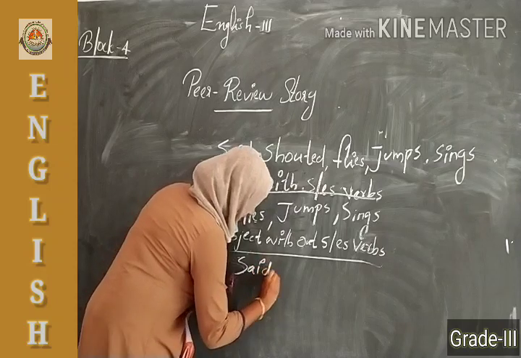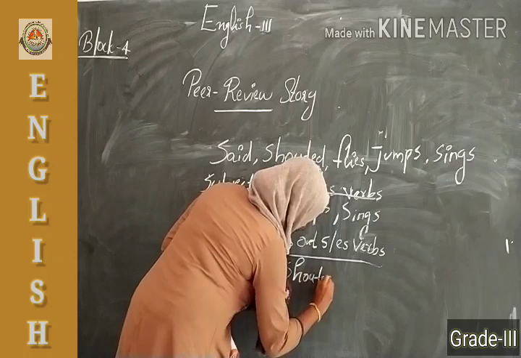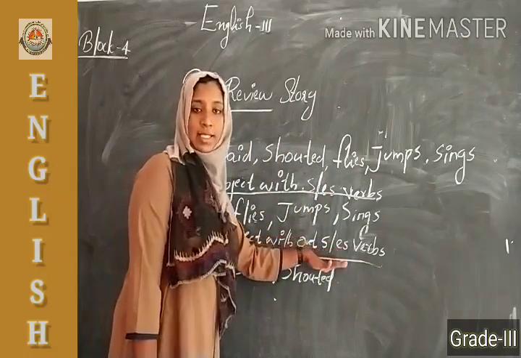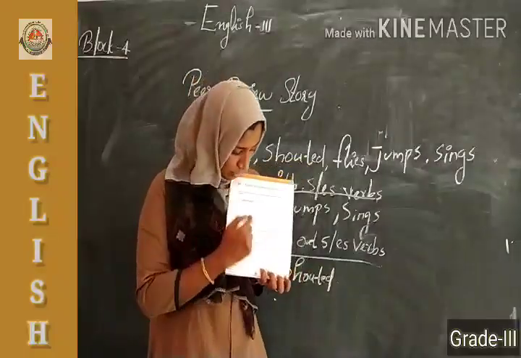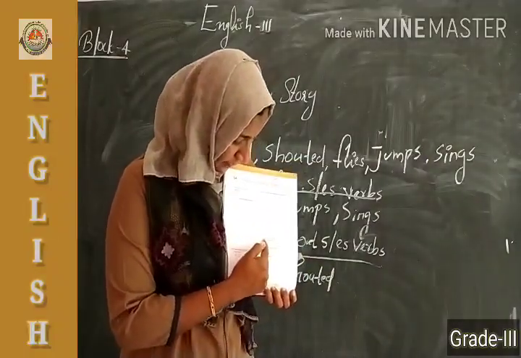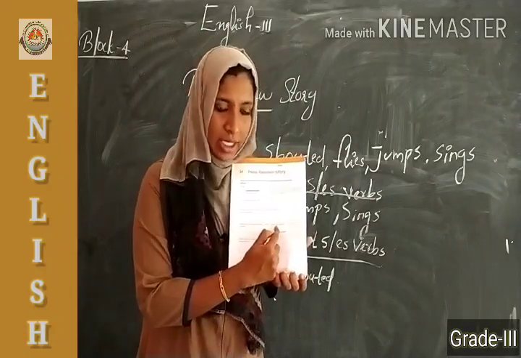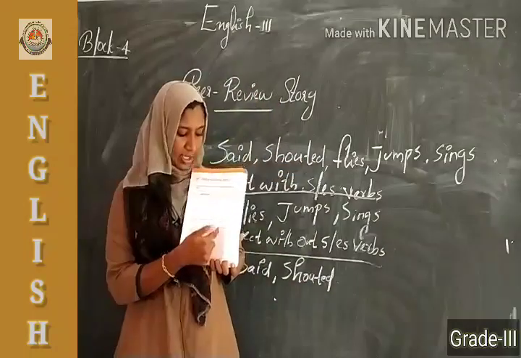Said and shouted. Okay, is it clear? Those are the verbs without es. So similarly, you have to write your verbs here, which means verbs with es you can write here, and verbs without es you can write here.